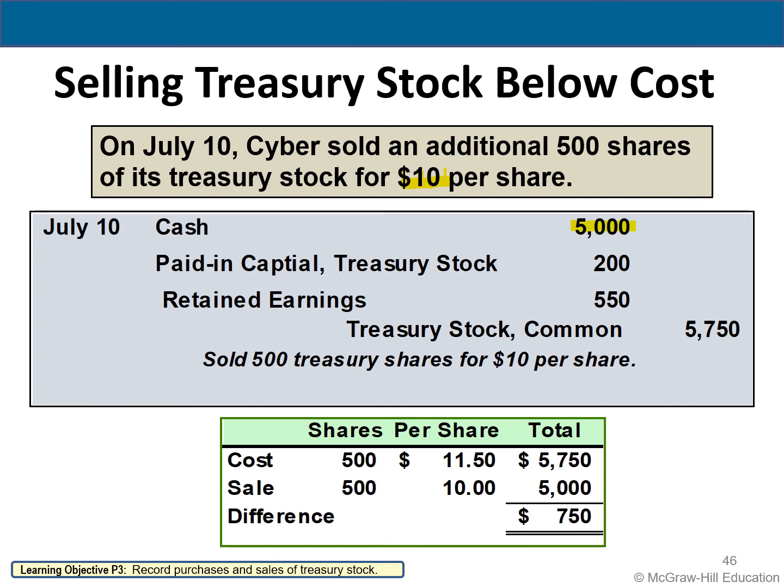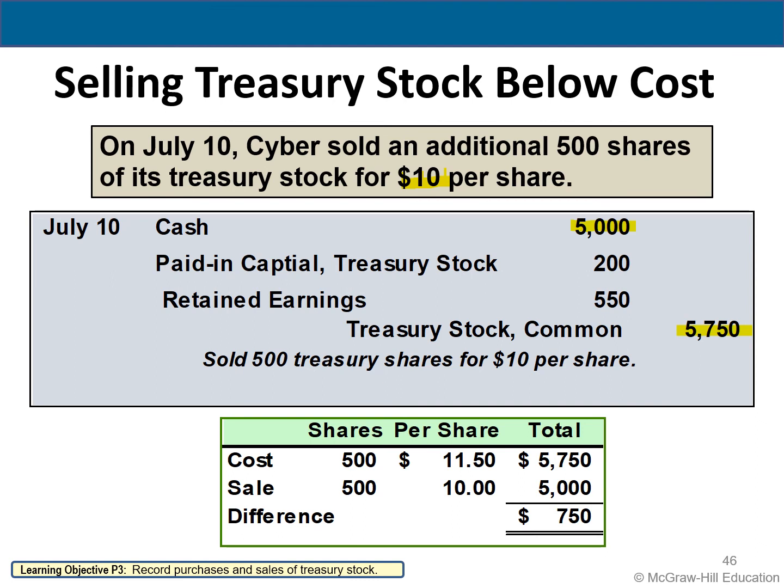We will reduce our paid-in capital. Well, let's back up. We're going to reduce our treasury stock common equal to the 500 shares times $11.50 per share, because that was our cost. And then we need to reduce our paid-in capital for the difference. But the problem with this one is that if we were following all of our debits and credits, we can't reduce our paid-in capital below what the actual balance is.